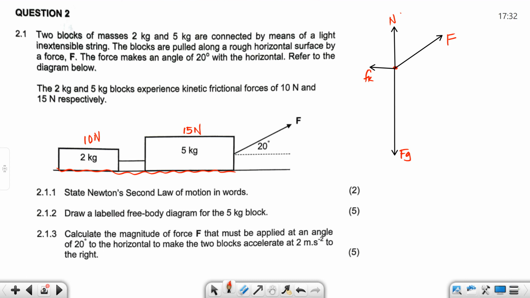You're not done yet, there's tension. There's tension in the rope. It's being pulled back. Tension.